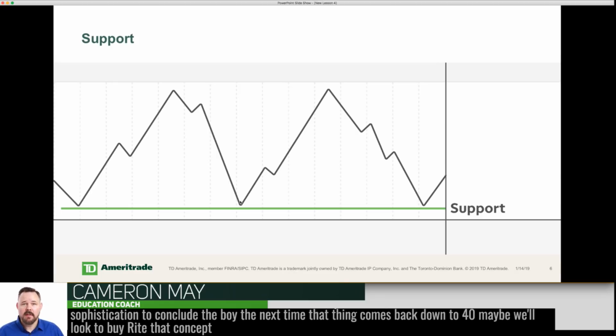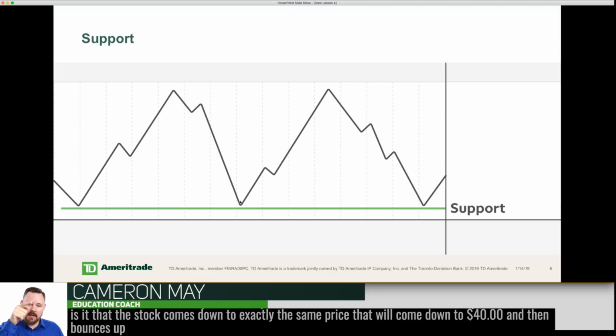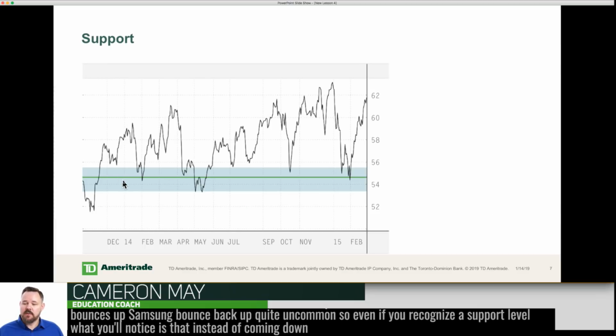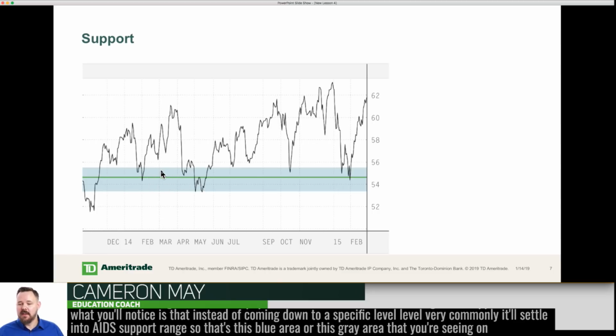That's the concept. But a couple of clarifications I want to make on that point. How often is it that the stock comes down to exactly the same price level? It comes down to $40.00 and then bounces up, and then it comes back down, it goes to $40.00 and bounces back up. Quite uncommon. So even if you've recognized a support level, what you'll notice is that instead of coming down to a specific level, very commonly it'll settle into a support range. So that's this blue area or this gray area that you're seeing on this slide.